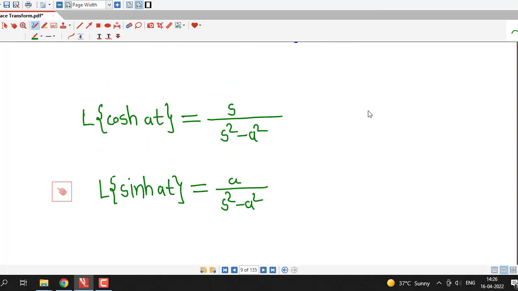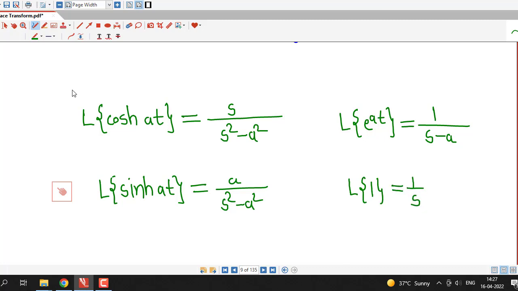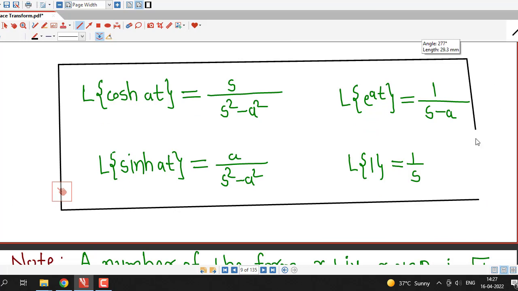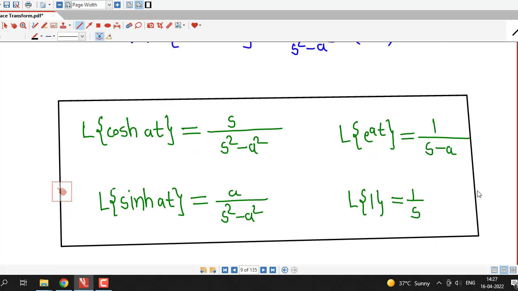And before this we have obtained the formulas for the exponential function, that is e raised to at has Laplace transform 1 over s minus a, and the Laplace transform of 1 is 1 by s. So we have obtained these formulas so far, and we are going to remember all these formulas because we are going to use them in future. So in an upcoming lecture we will derive 2 more formulas for cosine and sine functions, and these 2 formulas we have obtained using the linearity property.